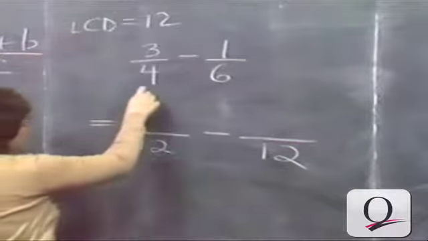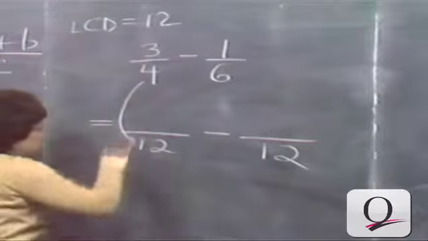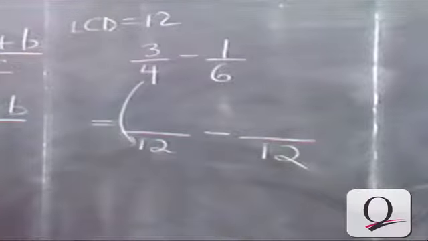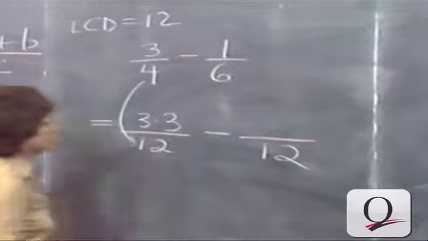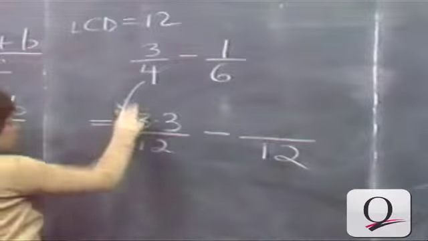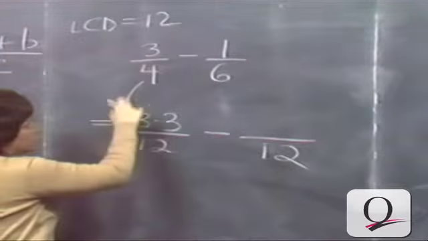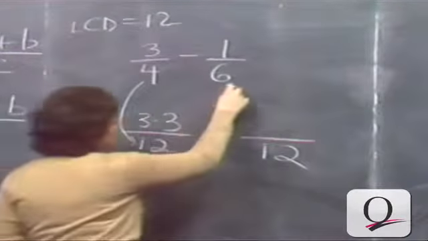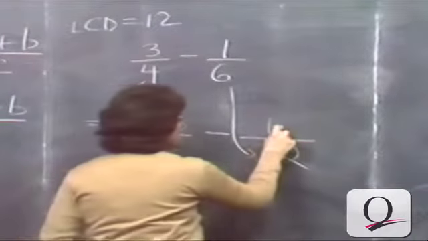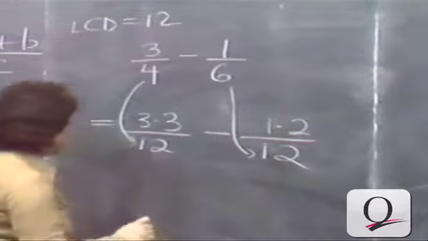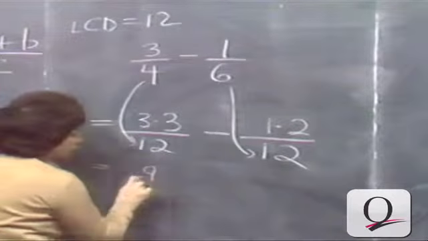So here, to go from this denominator to this denominator, we multiplied by 3. We must also multiply the numerator by 3 as well. If the denominator is 4 times 3, the numerator is 3 times 3. Here, to go from this denominator to this, we multiply the denominator by 2, so we multiply the numerator by 2 as well. This is 9/12.